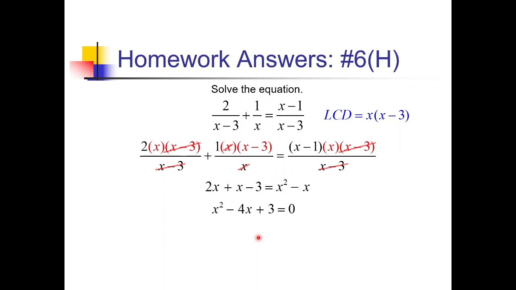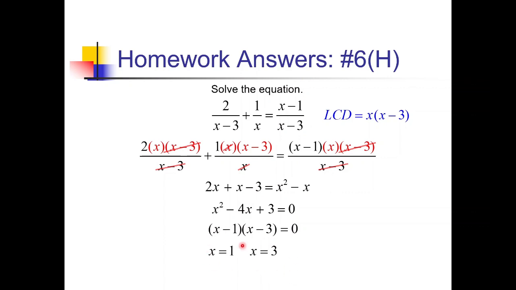So factoring this thing, I'm looking for factors of 3 that add up to negative 4. Well, there's only one option here, 1 and 3. If they're both negative, it works. So we have x minus 1 and x minus 3. And then zeroing out each of these factors, we have x equals positive 1 and x equals positive 3.